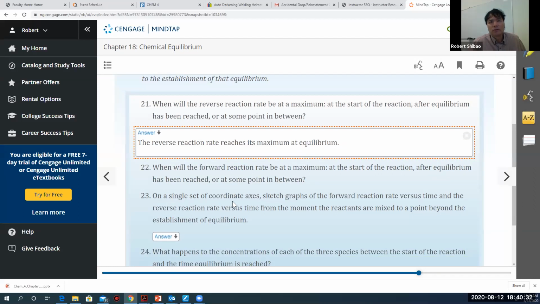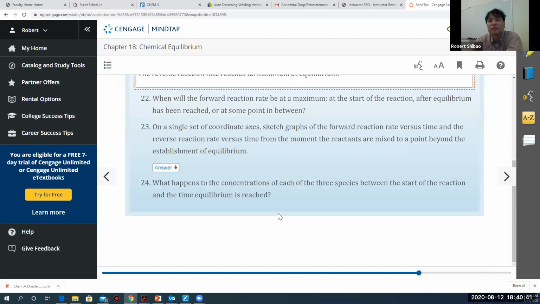On a single set of coordinate axes, sketch graphs of the forward reaction rate versus time, and the reverse reaction rate versus time from the moment the reactants are mixed to the establishment of equilibrium.